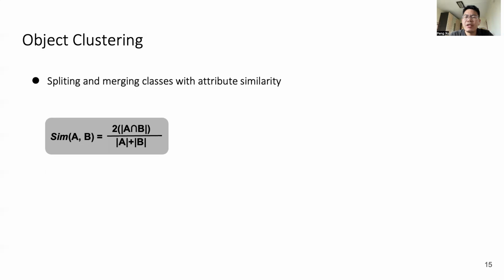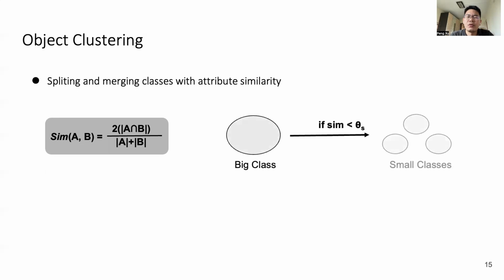If the similarity is less than the threshold value, we split a big class into several small ones. If the similarity is greater than the threshold value, we merge these small classes into a bigger one. So in these two steps, we finally get a set of fine-grained object classes.